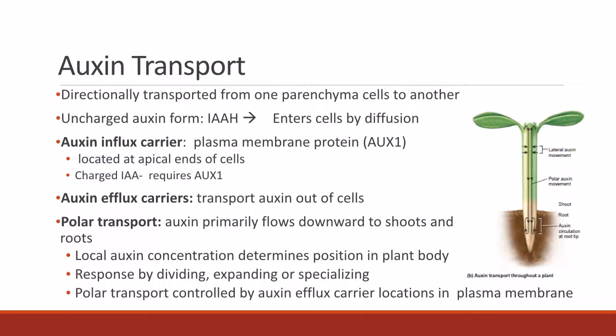Auxin efflux carriers transport auxin out of the cells. Polar transport occurs when auxin primarily flows downward to shoots and roots. Local auxin concentrations are determined by position in the plant body. Cells respond by dividing, expanding, and specializing. Polar transport is controlled by auxin efflux carrier locations in the plasma membrane.